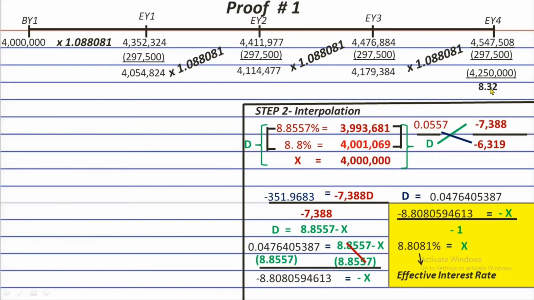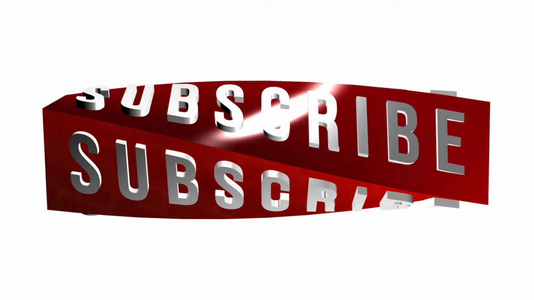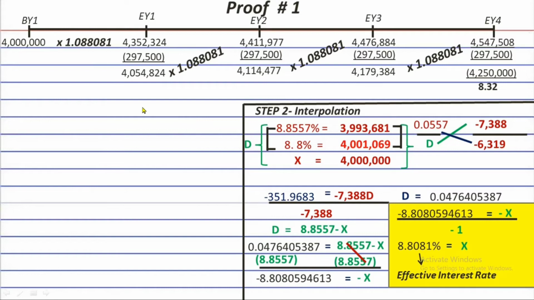So the reason might be because we have rounded this off. Okay? So in proof number 2, let's try to use the whole 8.8080594613%. Okay? So proof number 2 will be next after this. So again, the proof number 2 is just the getting of the present value of the principal and the present value of the interest using our computed effective rate here. And after that, we just need to get their sum and see if it's really 4 million.